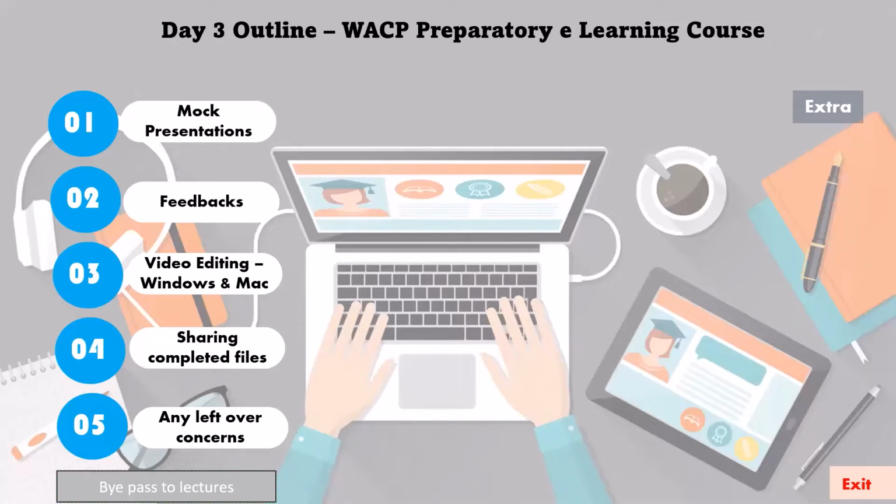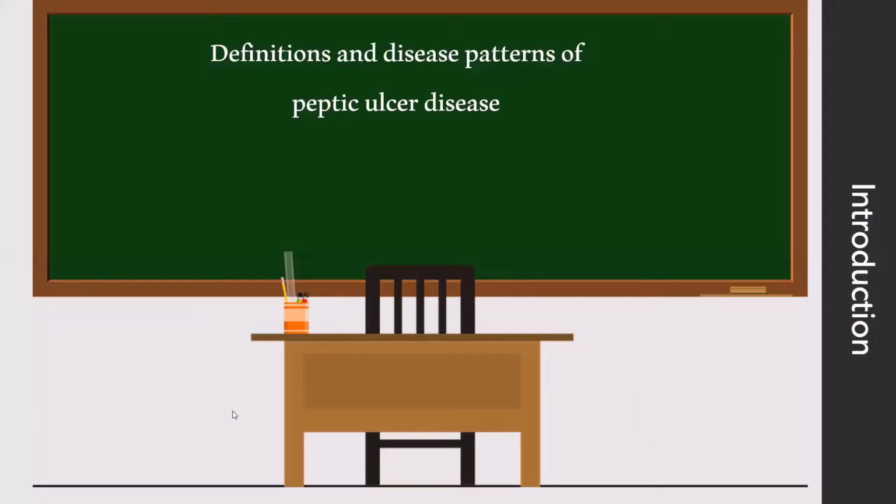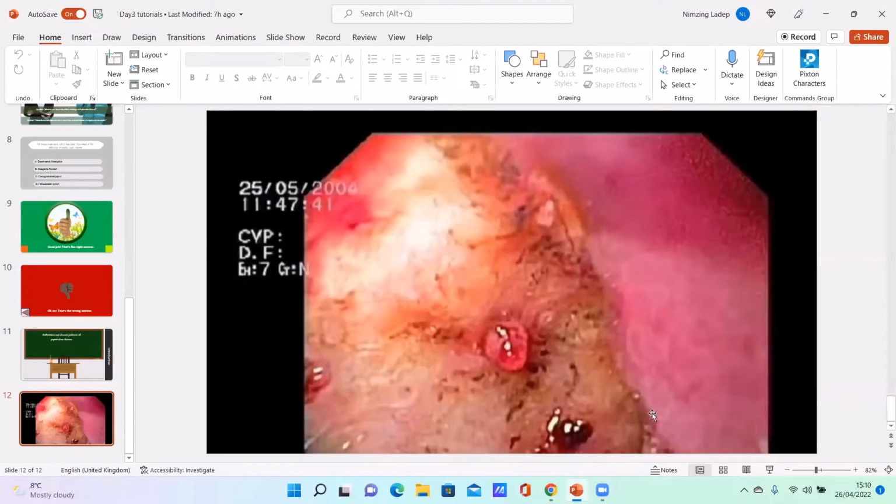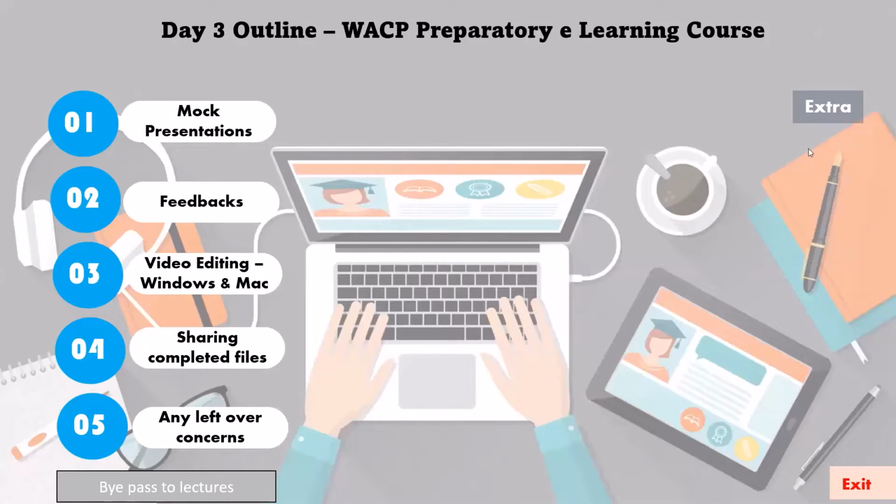Right, you can also, let's bypass to these lectures. For example, you can see I just went on to lectures here, definitions and disease patterns of peptic ulcer disease. And then you can actually say, go to introduction, and it shows you that. I will disable that, but start again to show you something.